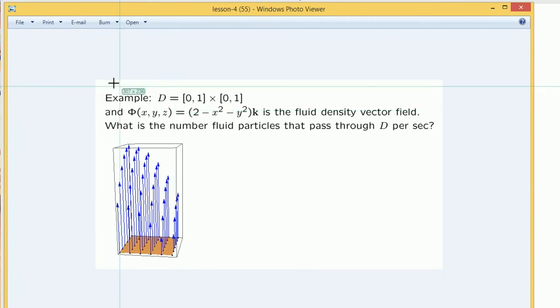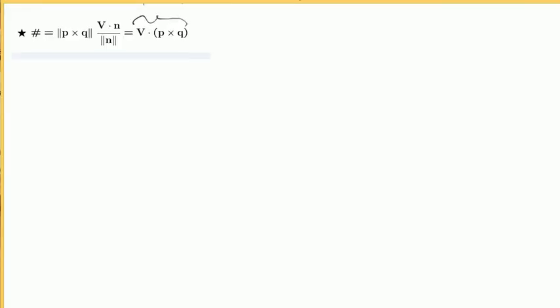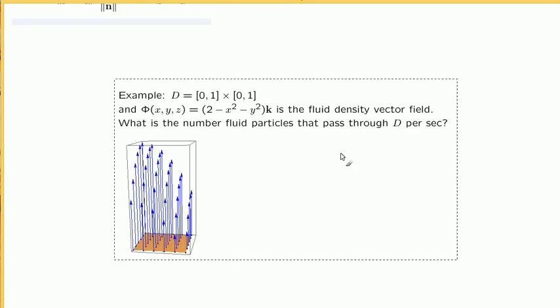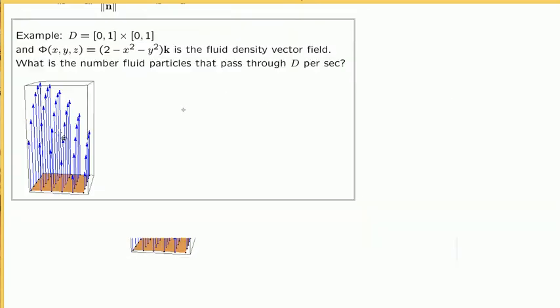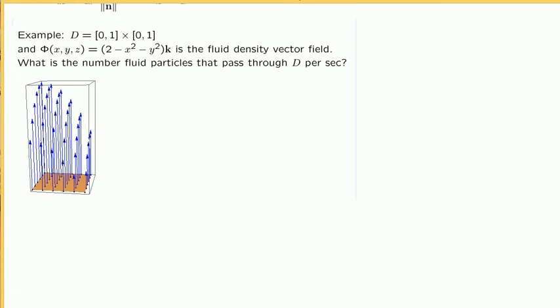All right. Here are your challenges. What's different about this problem, do you think? Yes, the fluid density vector is not constant. It is given by this formula. There's no i component, there's no j component, there's only a k component. It's always going through upward, right?